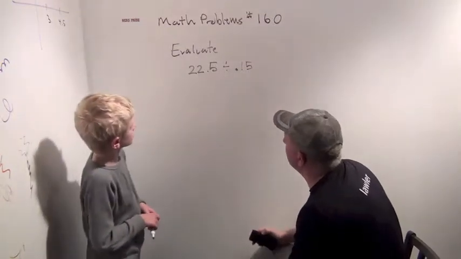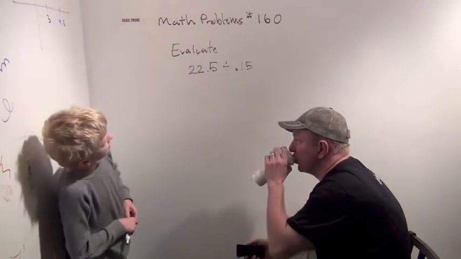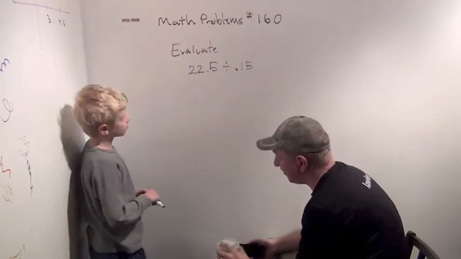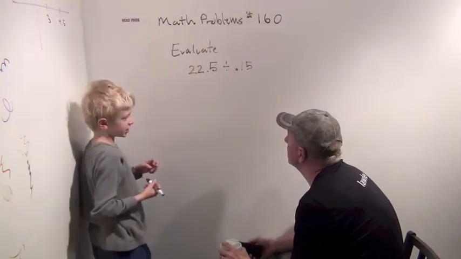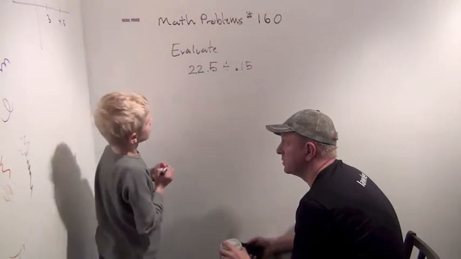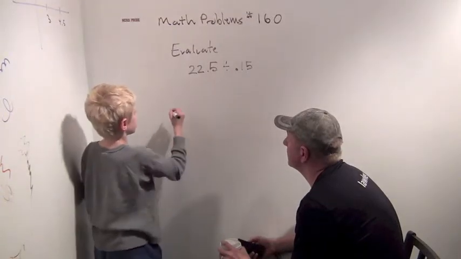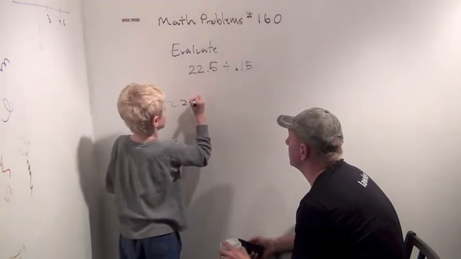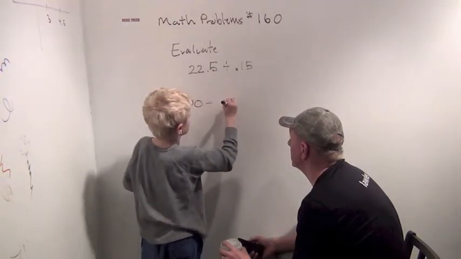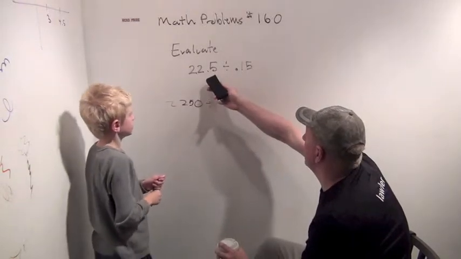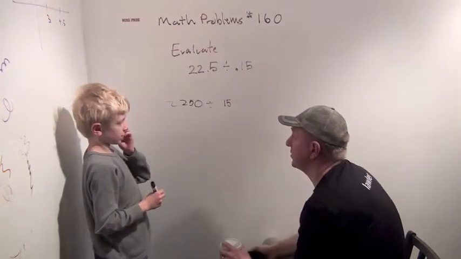Okay, go ahead. 22.5 divided by 0.15. This looks like a pretty interesting problem. Well, in order to do this, you have to multiply by some power of 10 to shift over digits. In this case, you have to multiply by 100 to get this out and that out. So you get 2,250 divided by 15. This is the same as I multiplied this by 100 to get that, and that by 100 to get 15, and now we're just doing integer division.